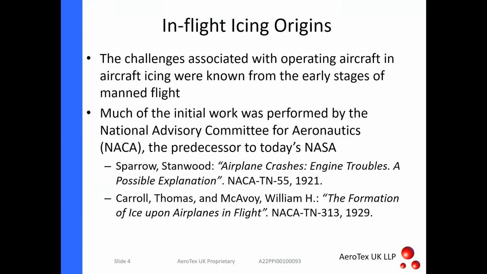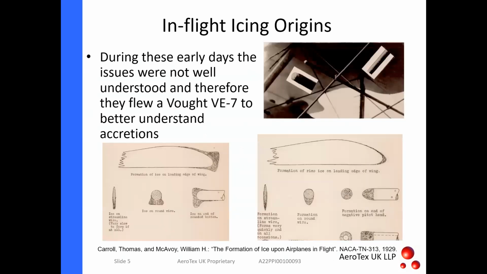So in-flight icing goes right back to just after the Wright brothers flew. The first papers related to icing were back in the 1920s, 1921, so just 18 years after the Wright brothers flew, and that's when they started really looking at ice formations. Of course, back then safety standards weren't the same, so they took up a biplane and just flew it through the icing conditions, and then somebody did some sketches to show what the ice looked like as they were flying through the air.